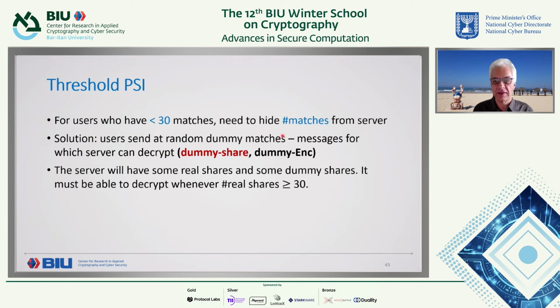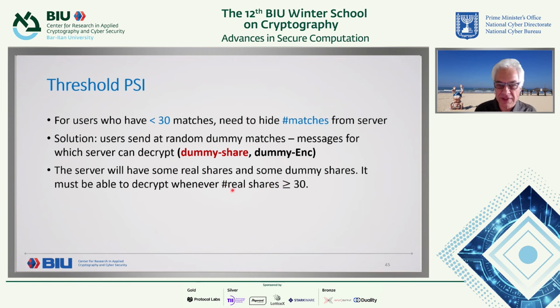Okay, so you want to hide the number of matches. What happens is that the devices, the phones, will also send random dummy matches, so messages that the servers will be able to decrypt, and they'll get something that looks like a share and like an encryption, but this is a dummy share. So what the server will end up with is some real shares and some dummy shares, and it must be able to decrypt whenever the number of real shares is at least 30.